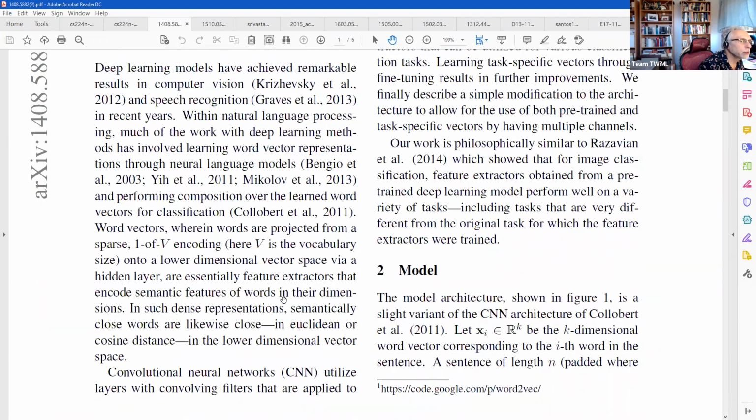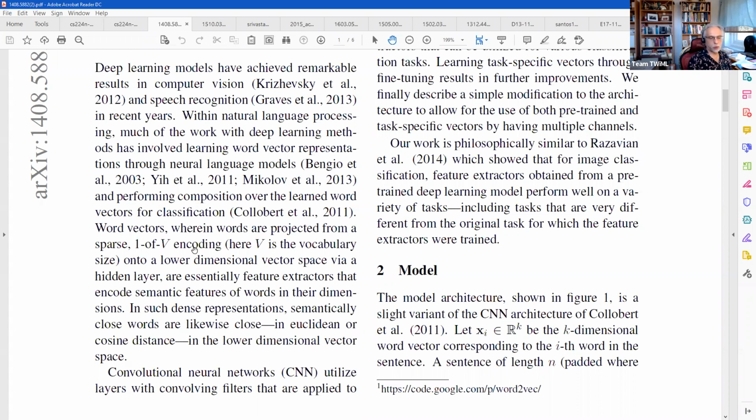One of them is where he says that word vectors, remember the word embeddings that we've talked about, Word2Vec, for example, and GloVe, that give you these word embeddings. He says that word vectors are words projected from a sparse 1-of-V encoding, that's the one-hot encoding of the V vocabulary. Remember, the primitive version of a word vector is just a one-hot encoded vector with a very long length equal to the length of the vocabulary.